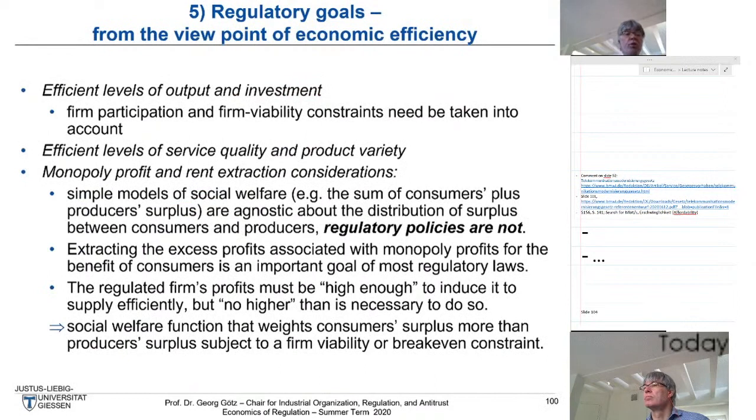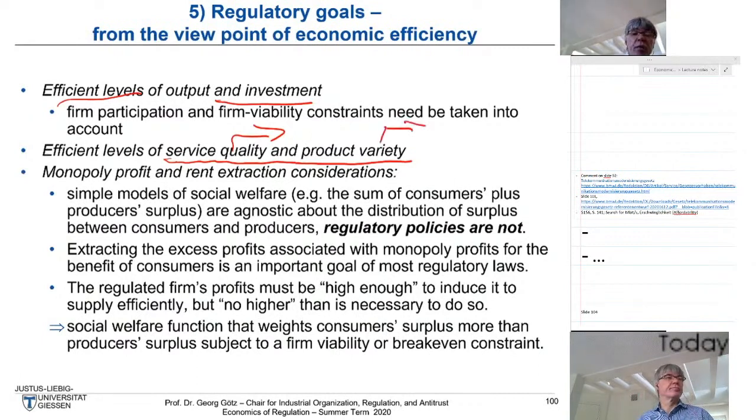You also want, of course, efficient levels of output and investment. Just think in terms of broadband internet. You want to make sure that everyone gets decent internet access, and you want to ensure efficient levels of investment. You want efficient levels of service quality and product variety. In Germany, if we talk of service quality of regulated utilities, typically Deutsche Bahn comes to mind, and its punctuality. And product variety: think of public broadcasting, the öffentlich-rechtliche. Do we need more Herzblatt or Volksmusik or something like that? What is the right kind of product variety and quality?